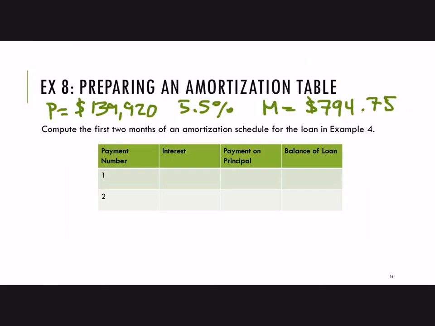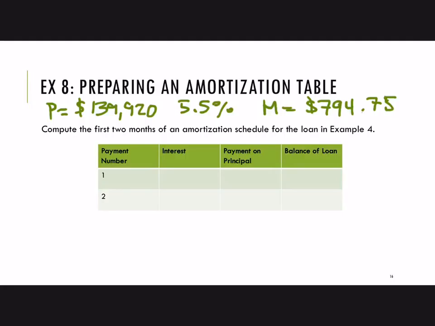All right, so let's try it out. Compute the first 2 months of an amortization schedule for the loan in example 4. If you look back at this example, we did this one previously. The principal of the mortgage was $139,920. It was a 5.5% annual rate mortgage, and the monthly payment was $794.75.